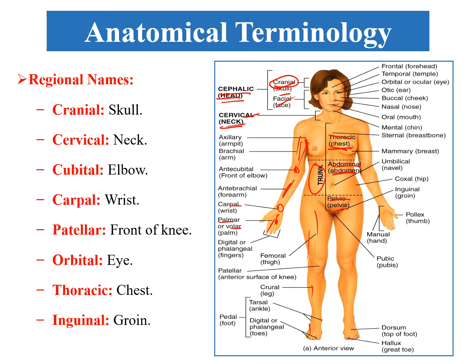Similarly, the lower limb also has regions that are given specific anatomical terminologies. The thigh is known as the femoral. The anterior surface of the knee is known as the patella. The leg is known as the crural. The ankle is known as the tarsal. The toes are known as the digital or the phalangeal. The pubis is known as the pubic region, and the groin is known as the inguinal region. So these are some of the anatomical terminologies that are used to describe the different regions of the body.